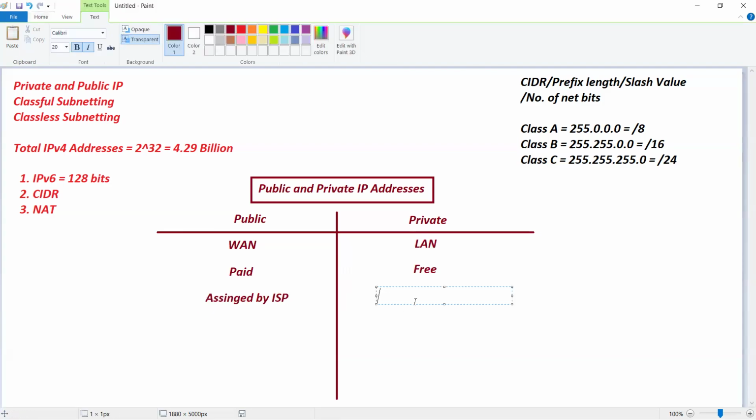And private addresses are assigned by the network admin. That means you will be working as a network admin. You will decide which IP address you will use. That are your private IP addresses. So these are assigned by the network admin, or you can say local network admin also. That is also fine.